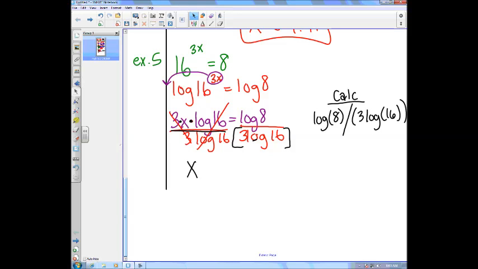Wait, you have to put 2 parentheses? Yes. We need to tell the calculator that here is the beginning and here is the end of our denominator. So we need to group it all together. Yes? So we type in 3 then log? Uh-huh.